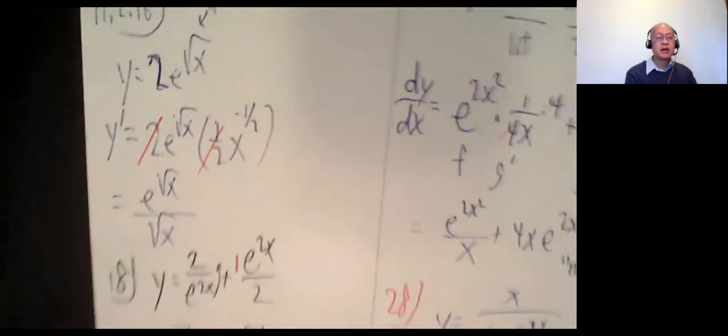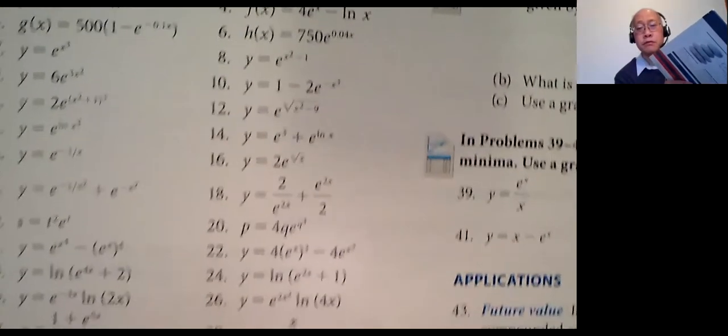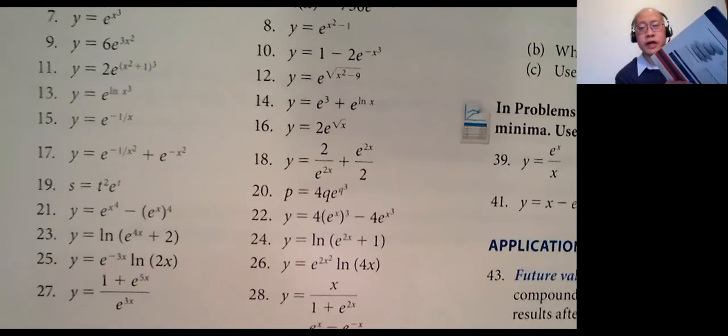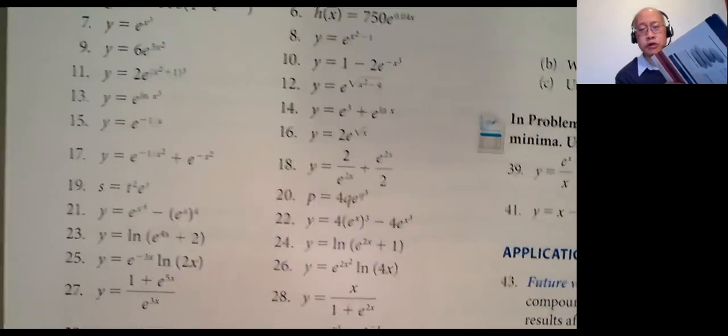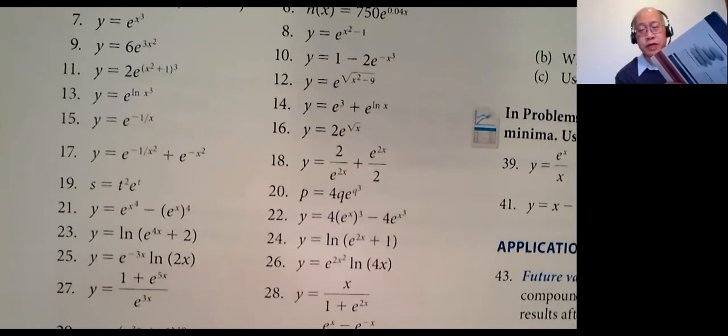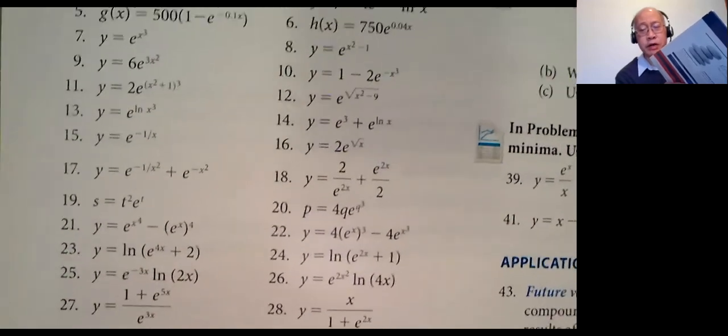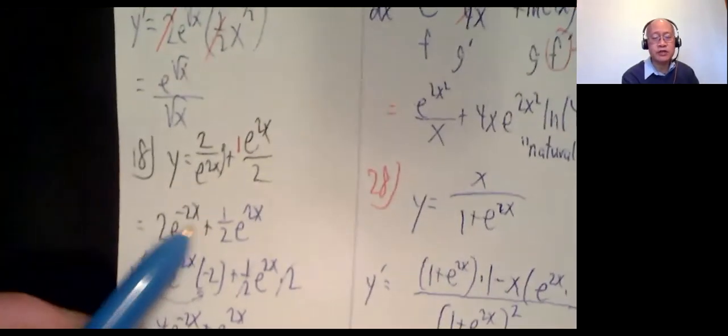Okay, 18. The original was written like this. 18. Y equals 2 over e to the 2x. And then they flipped it, e to the 2x over 2. Okay, now neither of those, I'm not going to do the quotient rule because there's a constant there. So again, if there's a constant on either the top or the bottom, avoid the quotient rule. So how do I change it? This is a good example of how you do it for both of them, actually. 2 on top. Bring the e to the 2x up as 2e to the negative 2x.